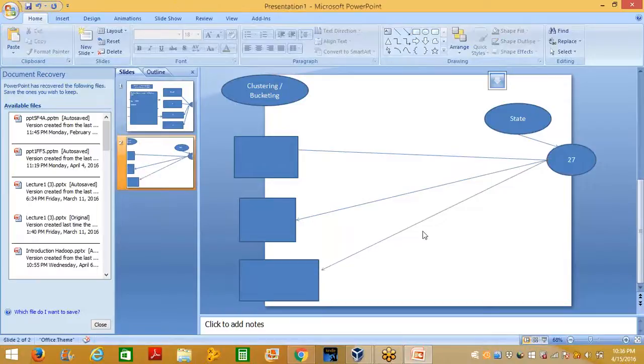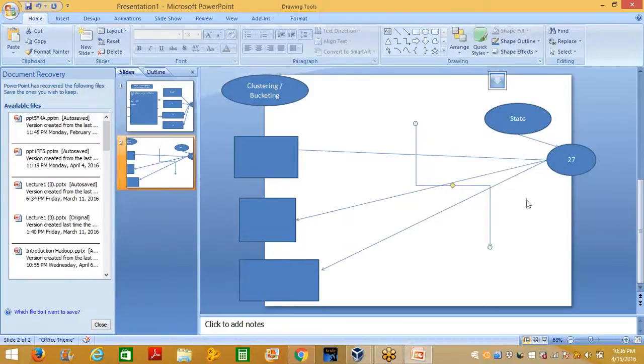Okay. Now the question is, how can we do this particular bucketing here? Is it user defined or is it system defined? Can we do user defined? And we cannot do that, right? User defined, how can we do it?